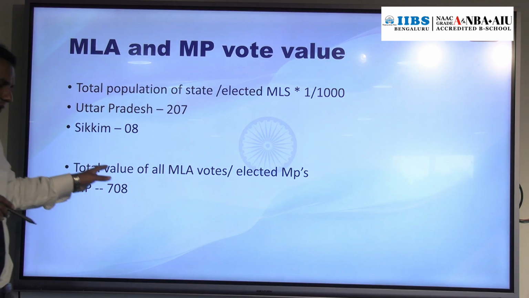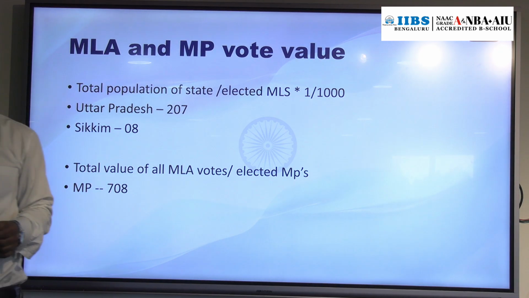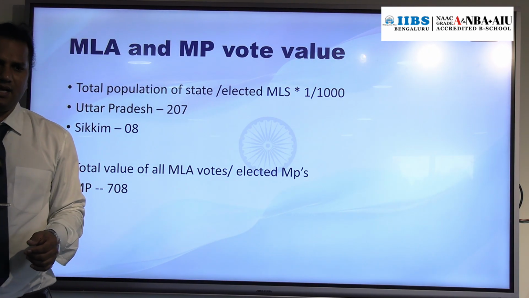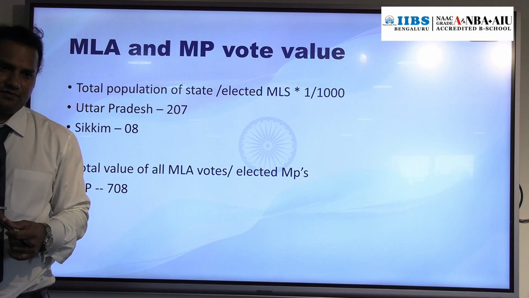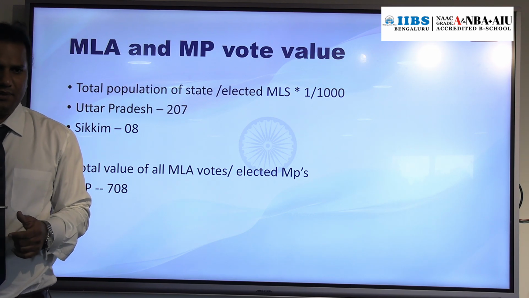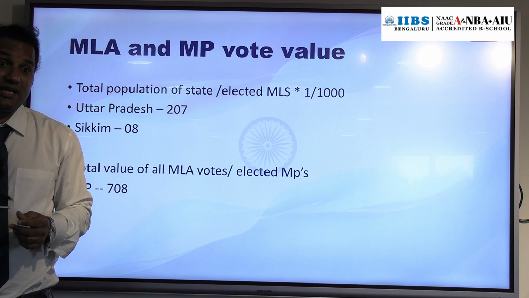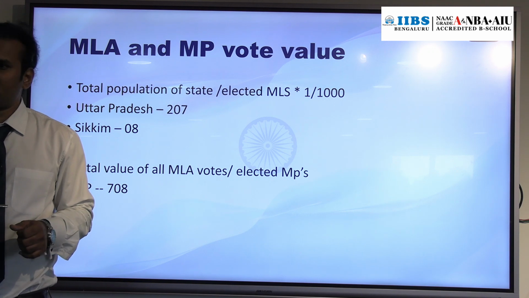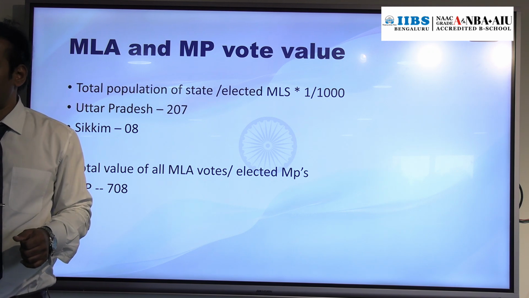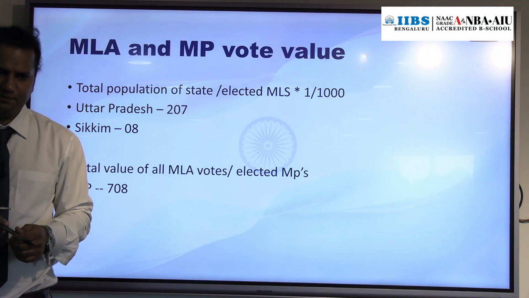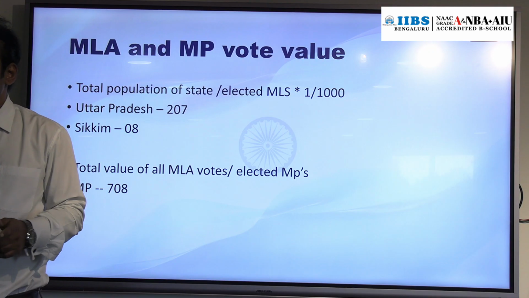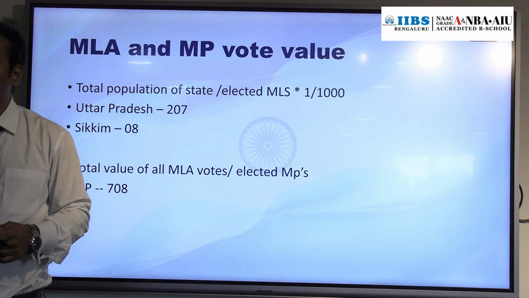At present both Lok Sabha and Rajya Sabha MPs have the same vote value, that is 708. Either it is a Lok Sabha MP or a Rajya Sabha MP, irrespective of the state. That MP can be from Karnataka, or from Uttar Pradesh, or from Sikkim. They have the uniform vote value, that is 708.